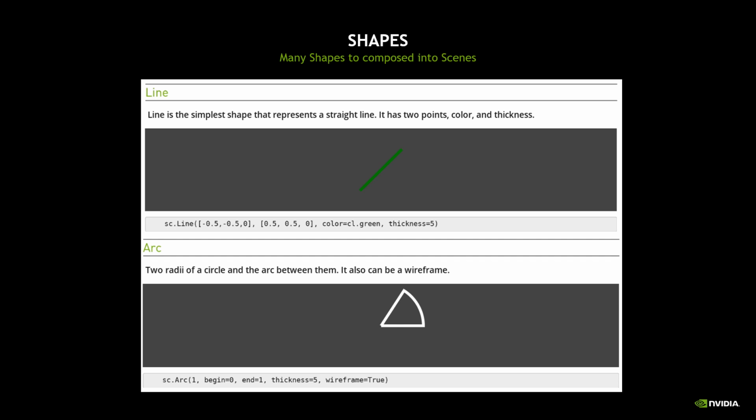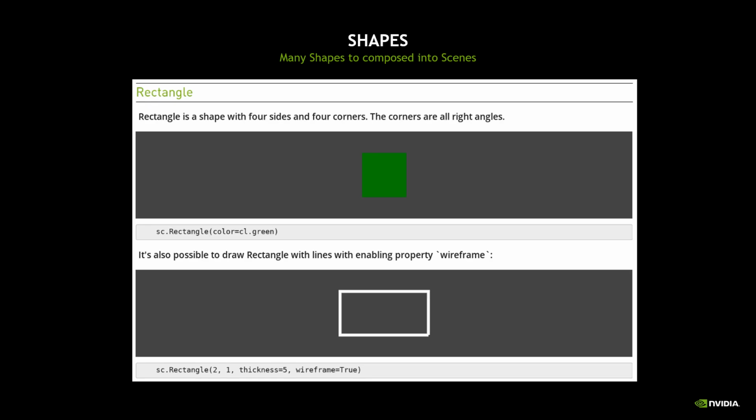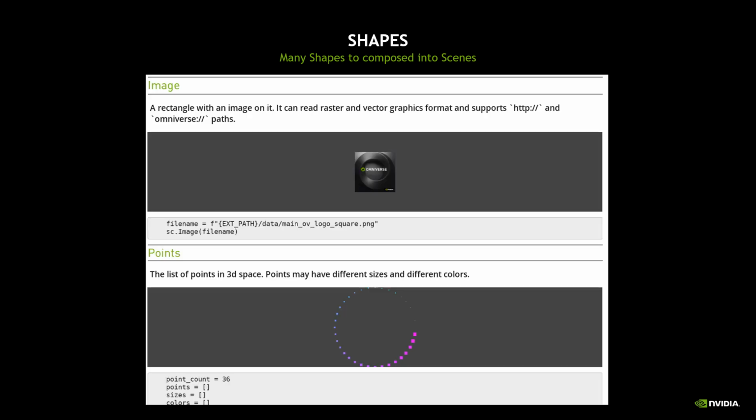You can control arcs that will do partial arcs all the way to obviously full circles. They can be wireframe or filled. Here we see the wireframe version. You can create rectangles. Here's a square, but you can create rectangles. You choose the shapes, widths and heights, and choose the color. They can also be wireframes, so you can create them with non-filled colors.